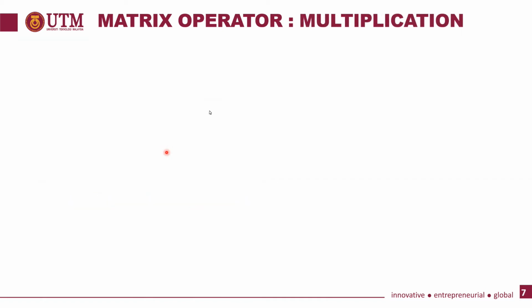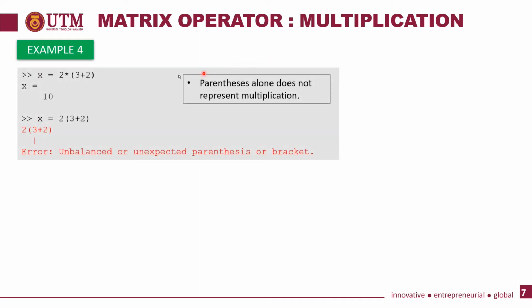Next we are learning about matrix operators again, but for multiplication. How do we create and design multiplication in a matrix operator? Let's take a look. This is example number 4. In matrix operator, x equals 2 multiplied by 3 plus 2. Inside MATLAB, you need to use the star symbol in order to initialize the multiplication operator. You cannot do it directly, like 2 in the bracket, 3 plus 2. You cannot do that, because if you did, it will give an error.